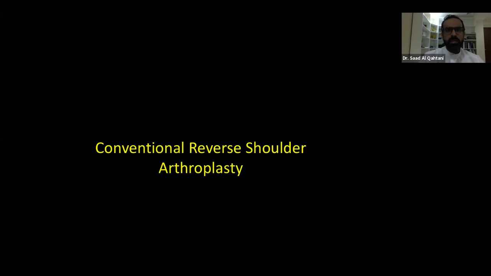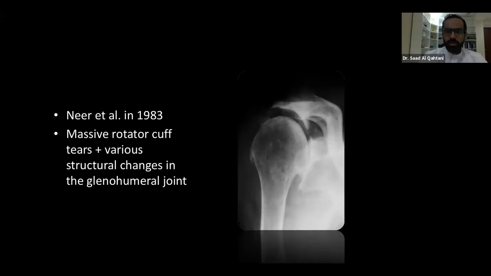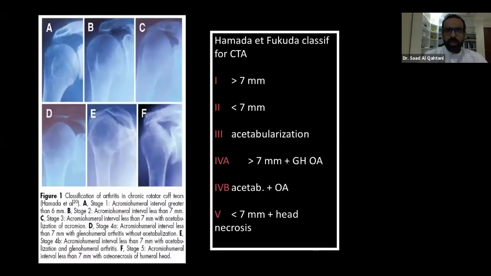So after we talked about the anatomy, now we'll go into the basics behind the conventional or the Grammont reverse shoulder arthroplasty. In the 70s, Neer was doing total shoulder arthroplasty. He reviewed his series between the 70s and 81, and he found that there was a poor outcome when he was doing his total shoulder in patients with a non-functional cuff. So in 83, Neer came out with the concept of rotator cuff arthropathy, which is a massive rotator cuff tear with structural changes in the glenohumeral joint, which is classified based on Hamada, which is known to everyone.